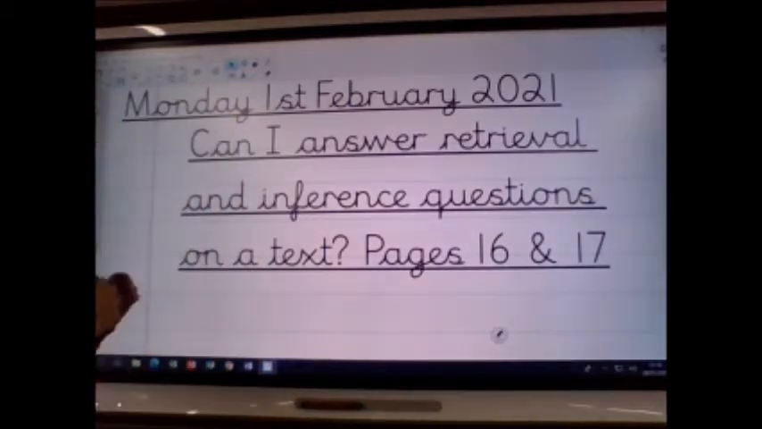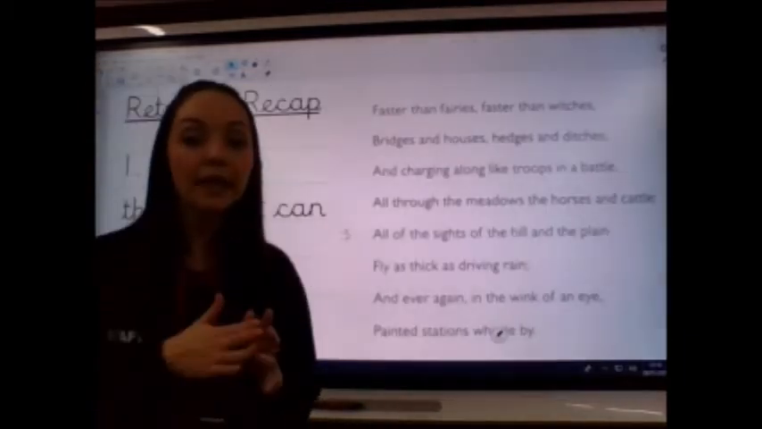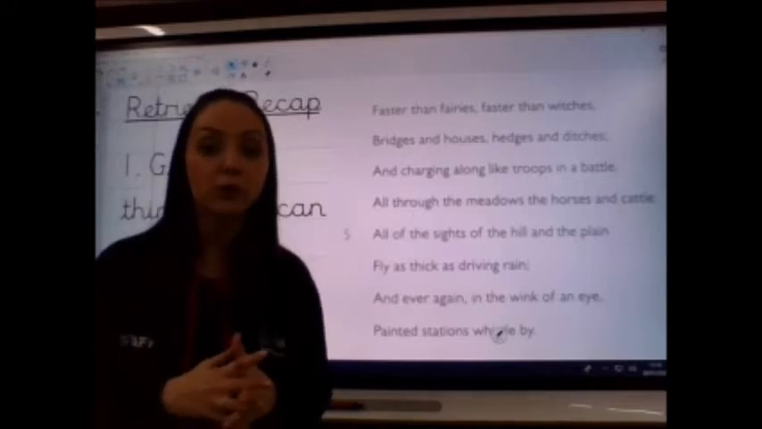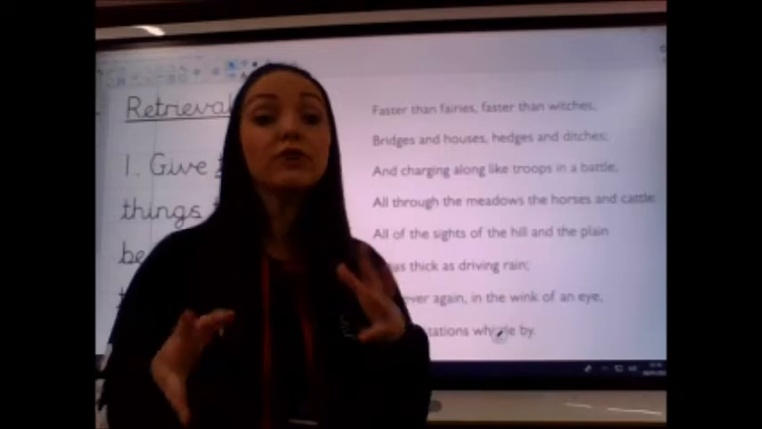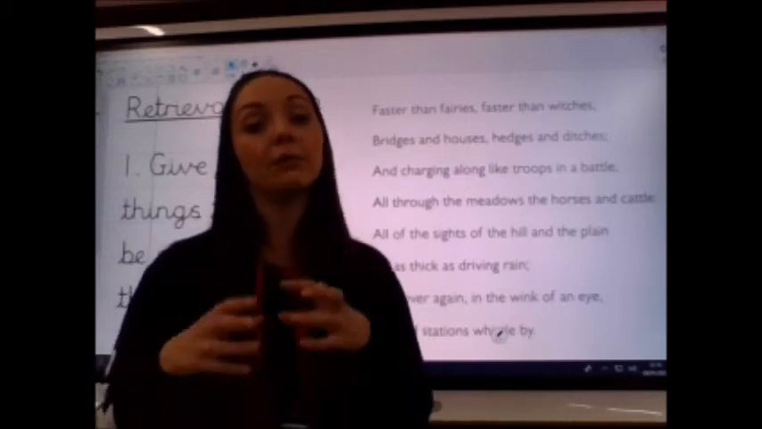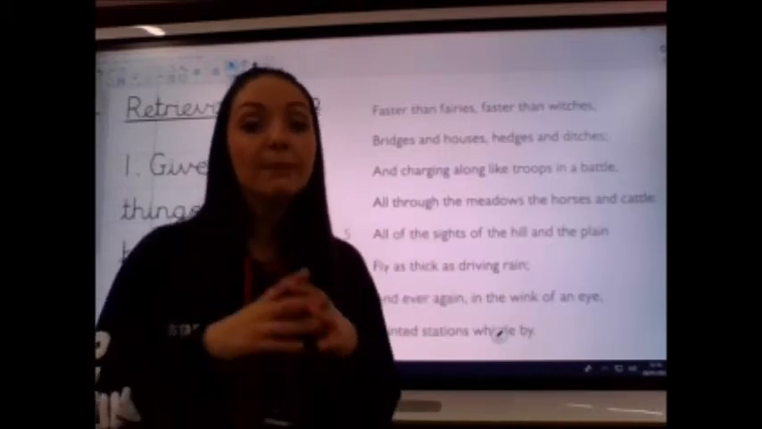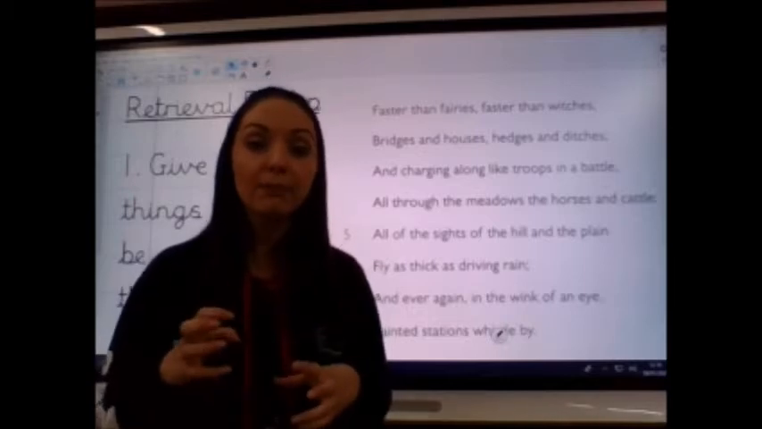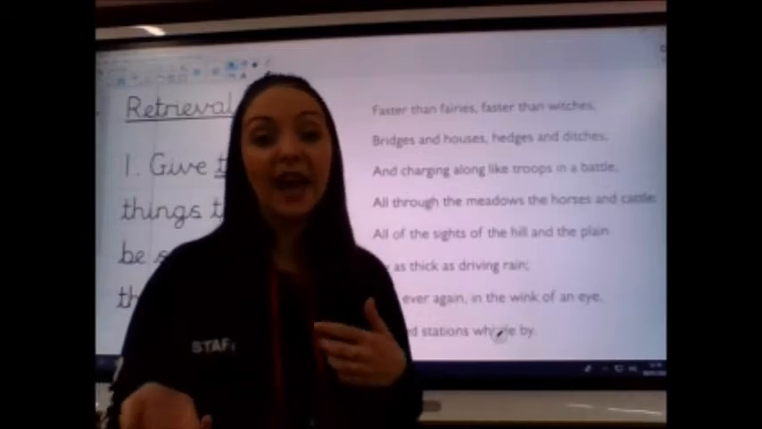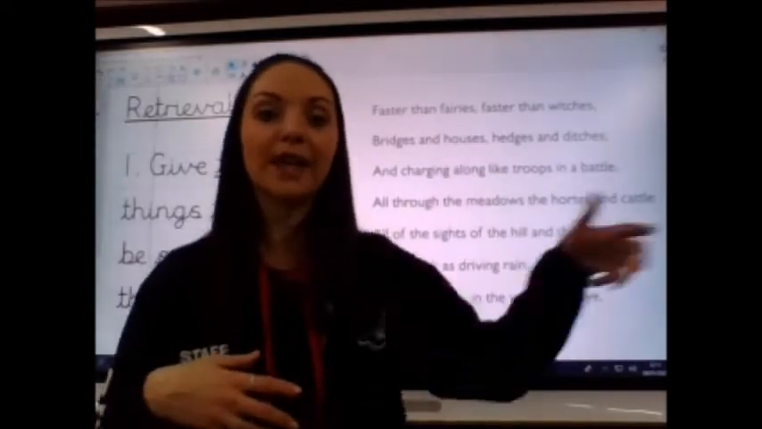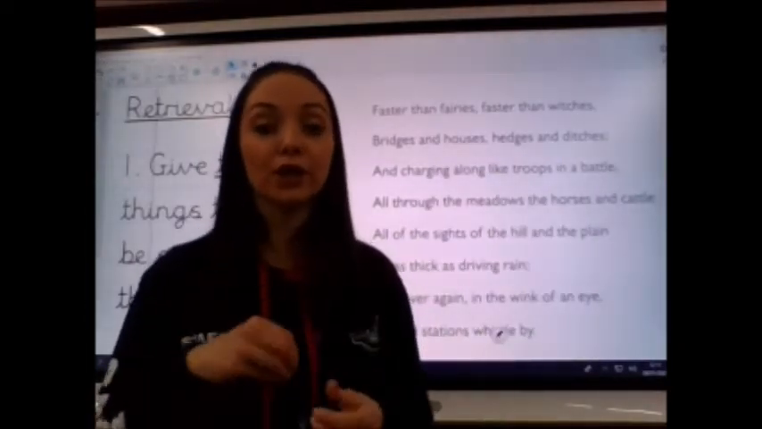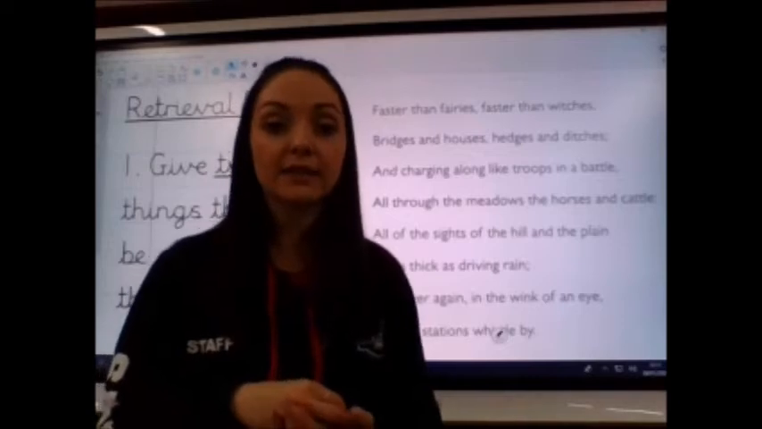So I want us to just have a quick recap over retrieval questions. Okay, so a retrieval question is when we haven't got to do much thinking, because the answer is just in the text. Remember, retrieve is find, isn't it? Like you might ask a dog to go and retrieve a toy, it's go and get the toy. Yeah, so all you've got to do is find the answer in the text.